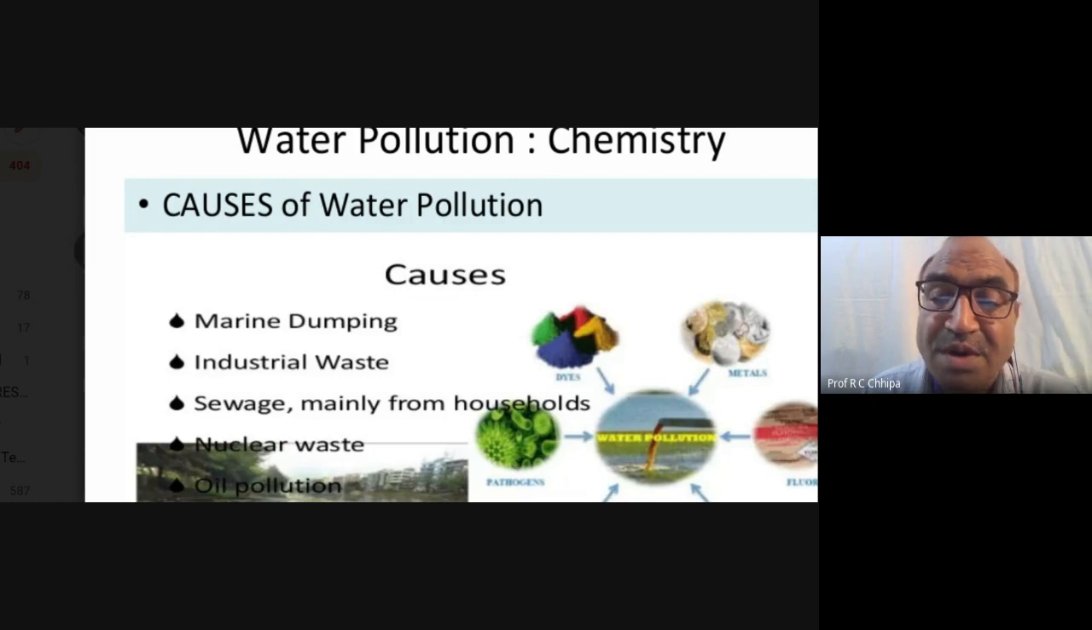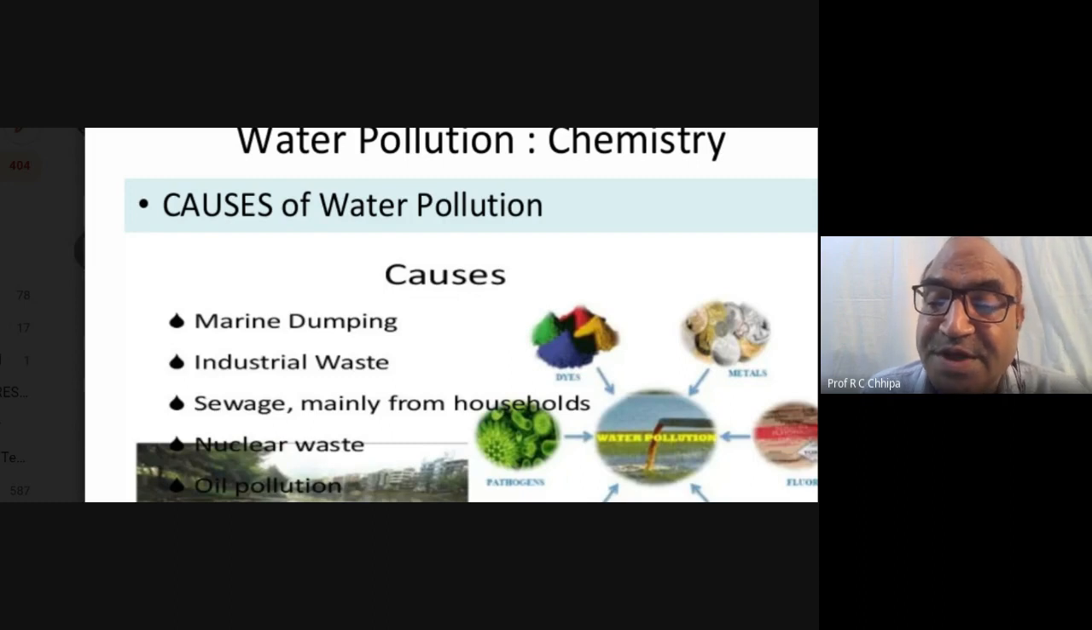Therefore, those particular chemicals go into the water. Carcinogenic materials, what are those? Simple organic compounds, simple aromatic compounds, simple benzene derivatives. Those are the carcinogenic materials. Therefore, a number of pollutants are available all around us. So what are the causes of water pollution? One thing is marine dumping.